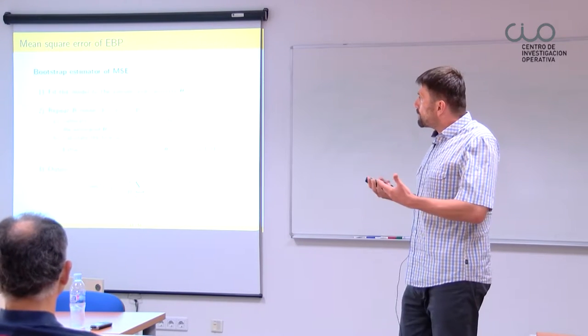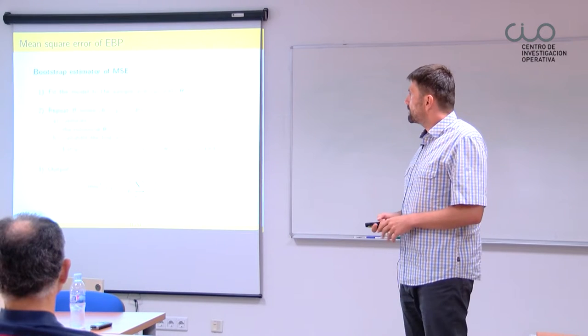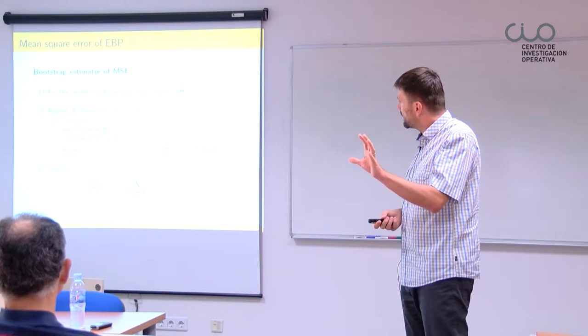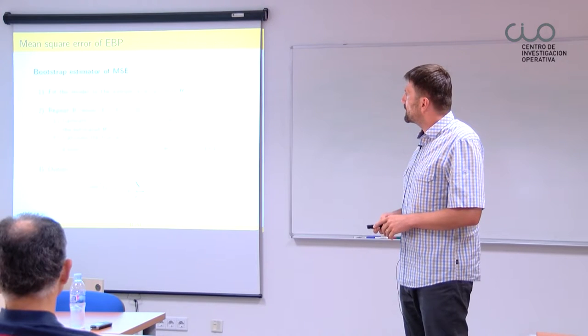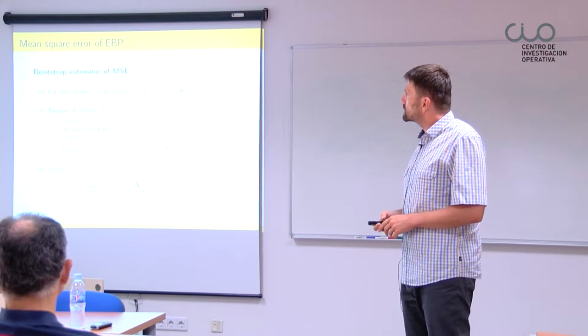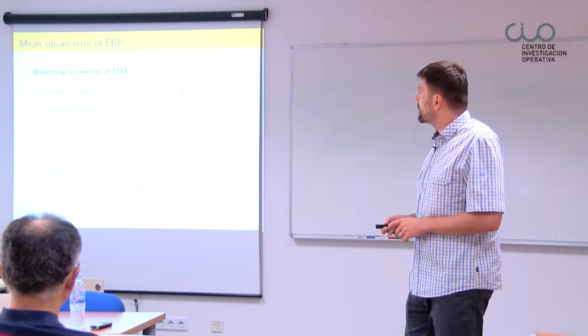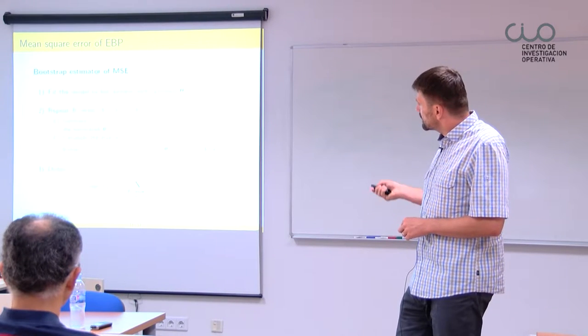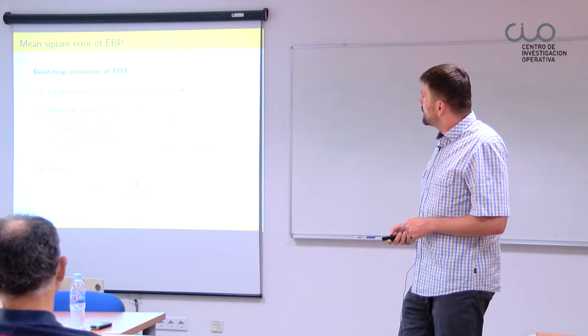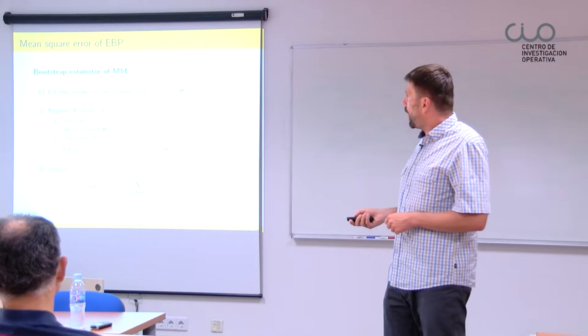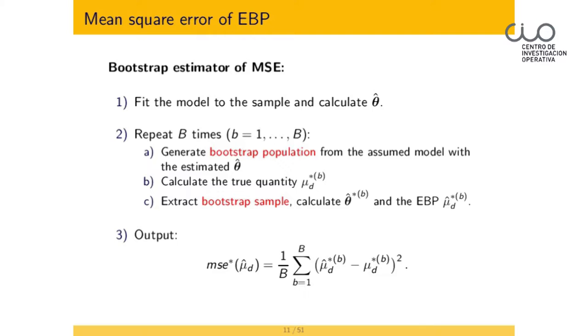And the other possibility, on the one hand, we have this analytical estimator. The other possibility is to use bootstrap estimation for the mean square error. So I will present just a simple description of the bootstrap estimator. How well can we estimate the mean square error? What we do is fit the model and calculate the estimate of the parameters. And then we repeat the following: we generate a new bootstrap population from the estimated model with the estimated parameters.